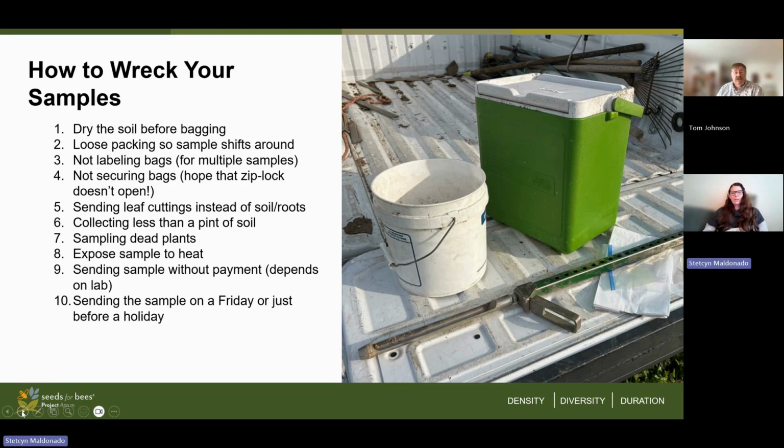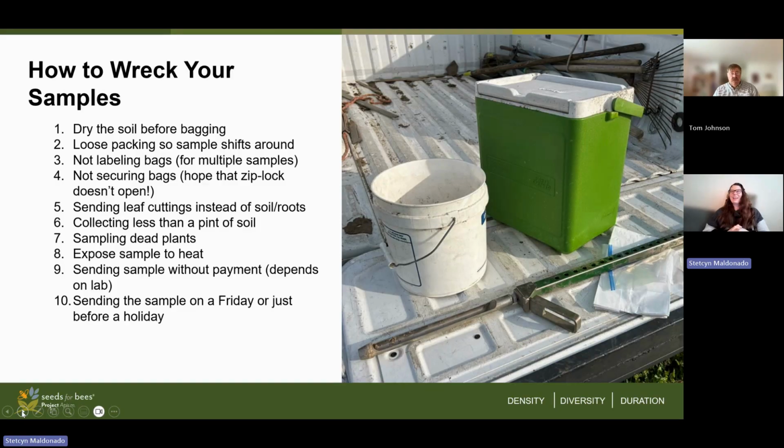If you aren't very careful with packing these bags before you ship them, they can get jostled around and open up and spill their contents everywhere. So you want to make sure that they're secured. You also, if you're taking multiple samples, you want to label the bags.